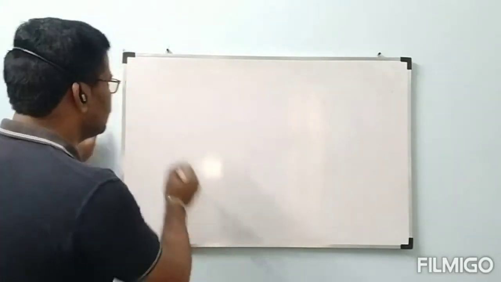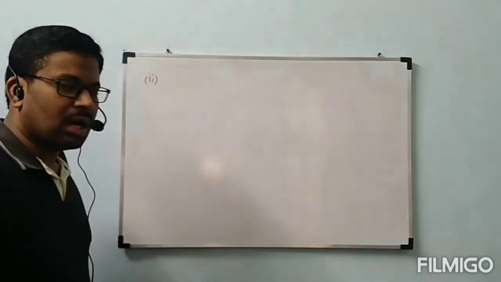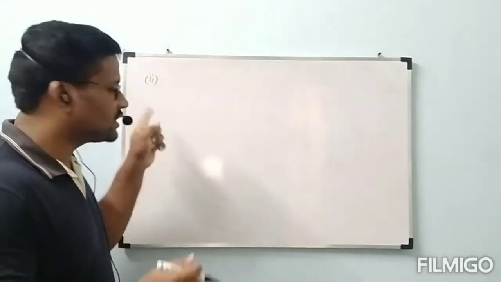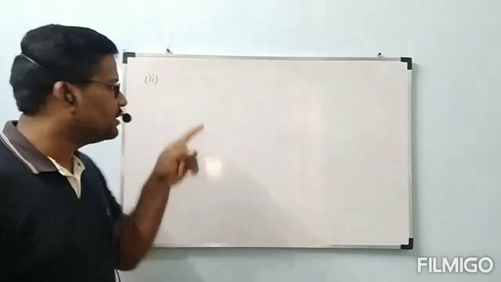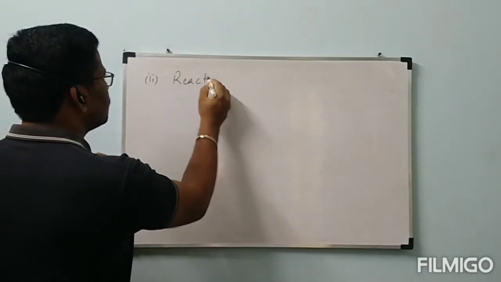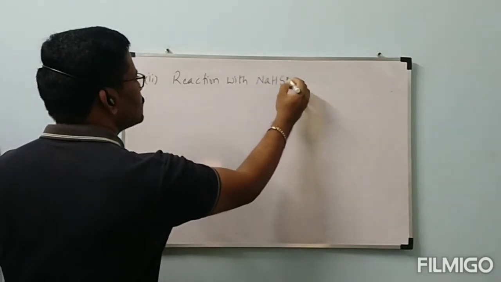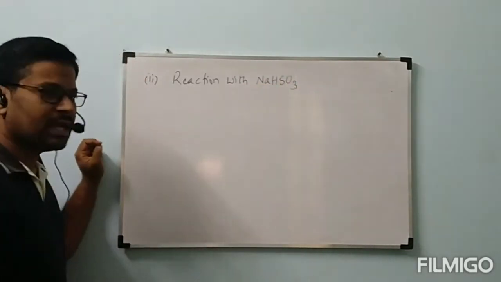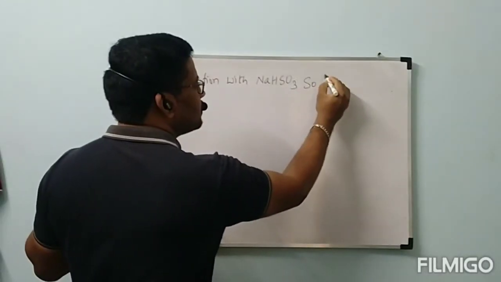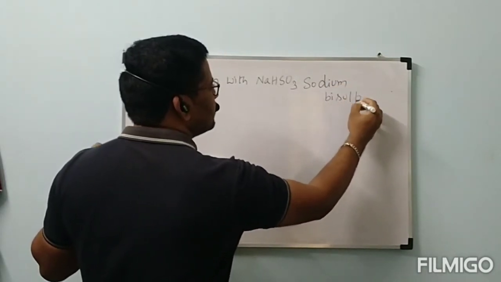Next one is small 2. Under examples of nucleophilic addition reactions, the first one we completed was the reaction with HCN. This is the second one, reaction with NaHSO3. Name of this compound is sodium bisulfite.